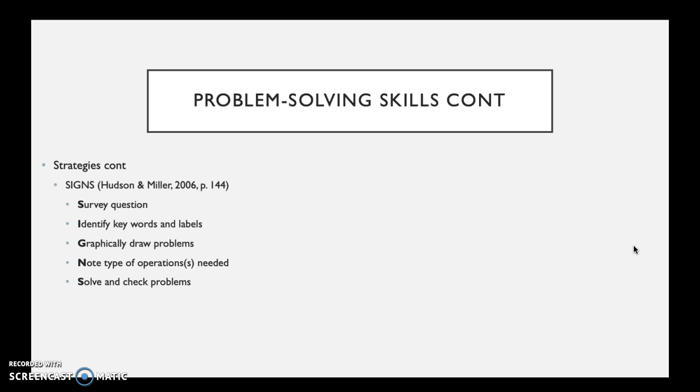The SIGN strategy is another strategy that can be used. It stands for survey the question, or in other words, look over the question. Identify keywords and labels, which is your I. Graphically draw the problem. Note the type of operation or operations that are needed to solve the problem, and solve and check the problem.